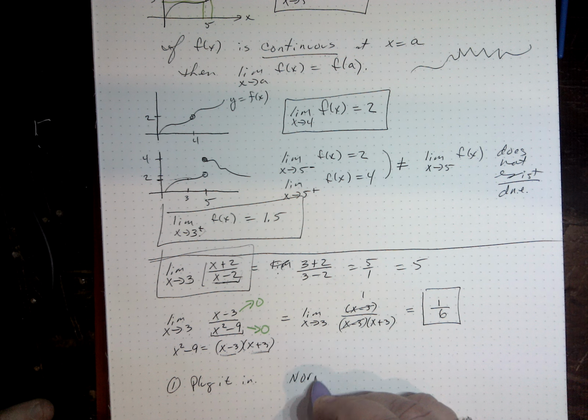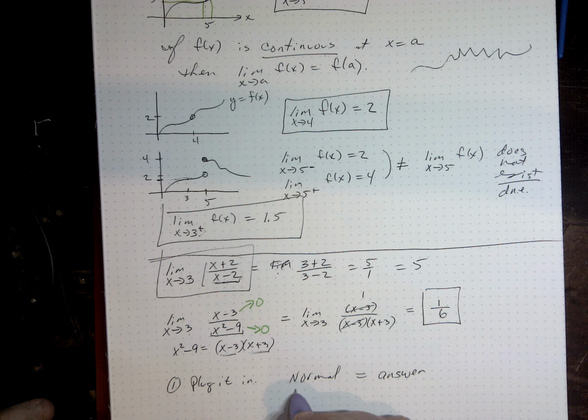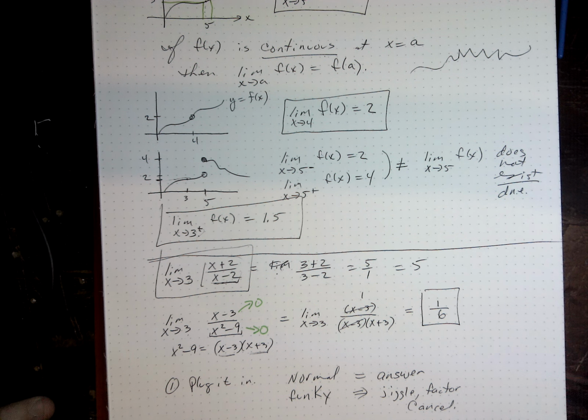If it's normal, that's your answer. If it's funky, that means you have to jiggle it. Jiggle, factor, and cancel. And hopefully the thing that's bugging you, the thing that's giving you a 0 on the bottom, will cancel out, and you'll be able to plug into the leftovers.